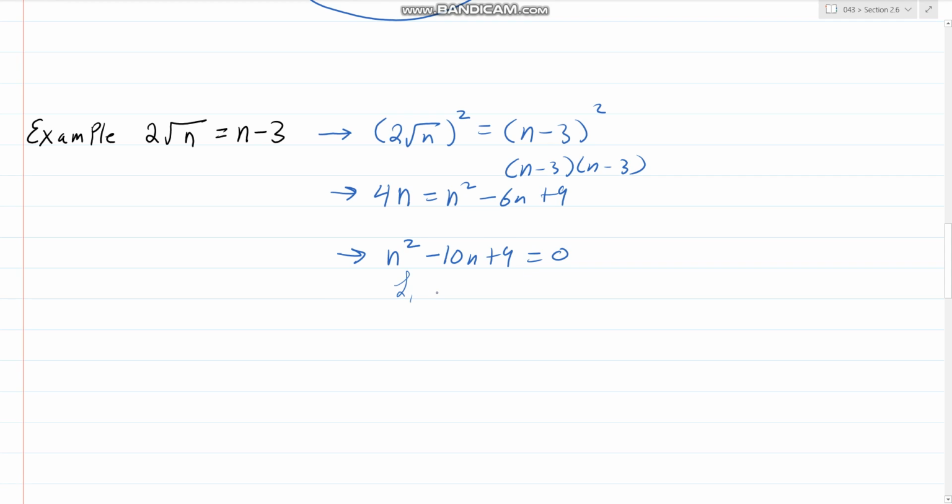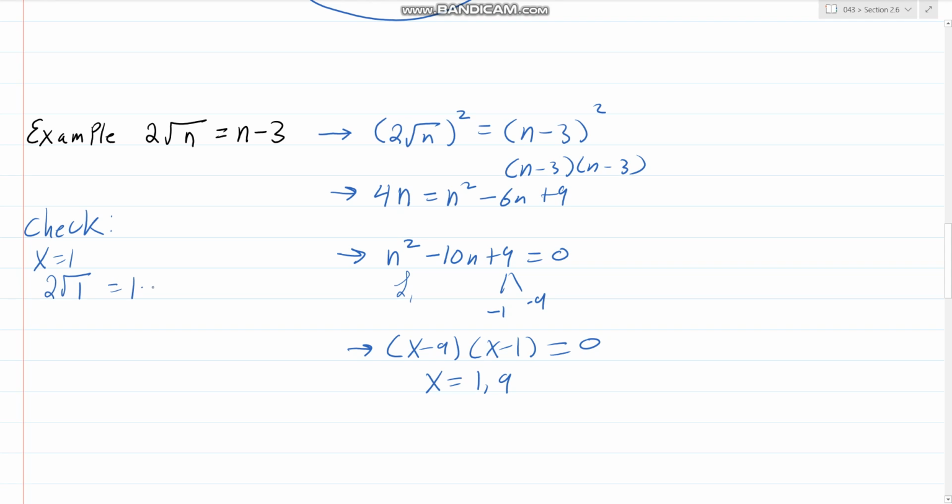Okay, I have a leading coefficient of 1 here, so I need to find the factors of 9 which add to negative 10. I think negative 1 and negative 9 would work. So I get n minus 9 times n minus 1 equals 0. So n equals 1 and 9. That's what I found to be the solutions to that quadratic equation. I need to plug both of those answers in and make sure that they both work. So I'm going to check, does n equal 1 actually work? 2 root 1 equals 1 minus 3. Well, the square root of 1 is 1, so I have 2 times 1 equals negative 2. And no, that does not work. So the 1 is going away.